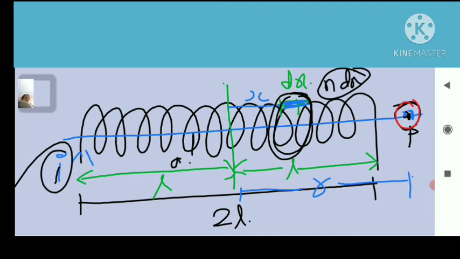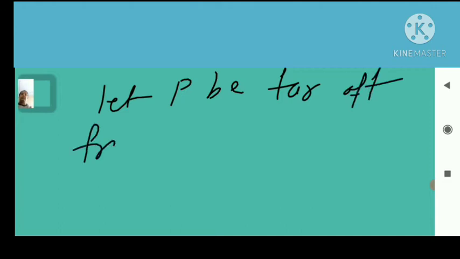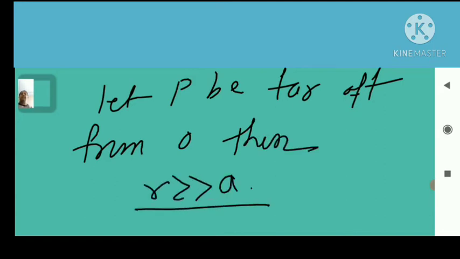Here a is the radius of the coil, and x is the distance of this small element from the middle point. Understand that? So let P be far off from point O, the middle point, then r is much greater than a, r is much larger than the radius of the coil, and r is also much greater than x.